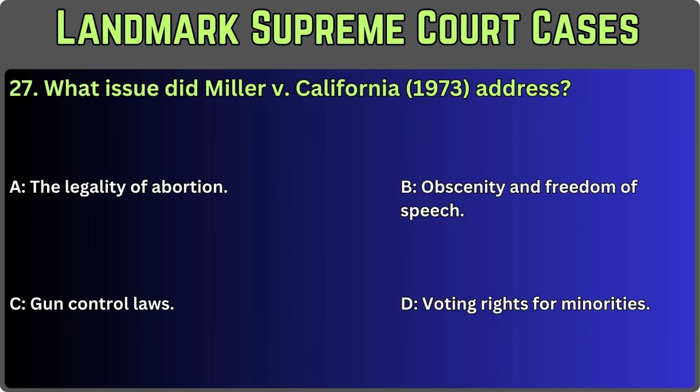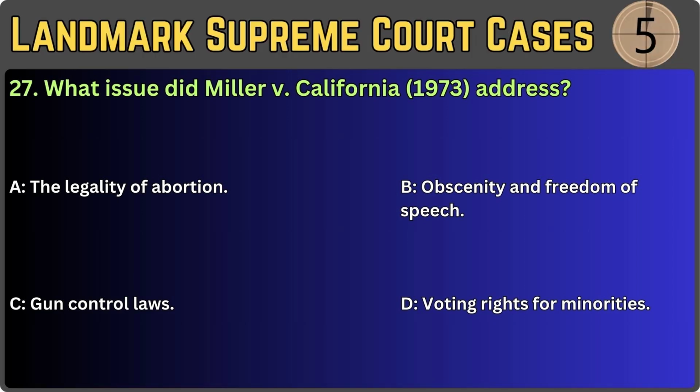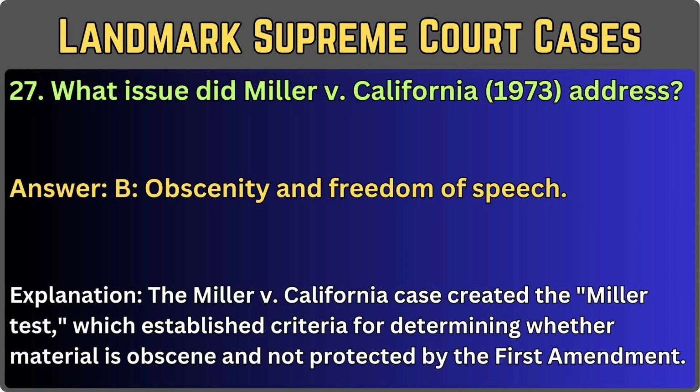27. What issue did Miller v. California, 1973, address? A. The legality of abortion. B. Obscenity and freedom of speech. C. Gun control laws. D. Voting rights for minorities. Answer: B. Obscenity and freedom of speech. Explanation: The Miller v. California case created the Miller test, which established criteria for determining whether material is obscene and not protected by the First Amendment.